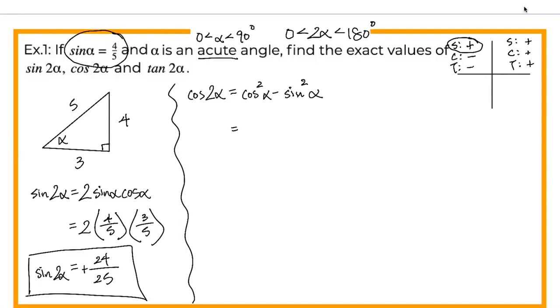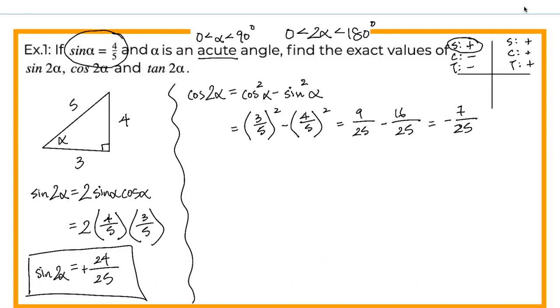And so we can take our values from our triangle. Cosine is going to be 3/5 squared. Sine squared will be 4/5 squared. And that will give me 9/25 minus 16/25, which gives me negative 7/25 for my cosine 2 alpha.